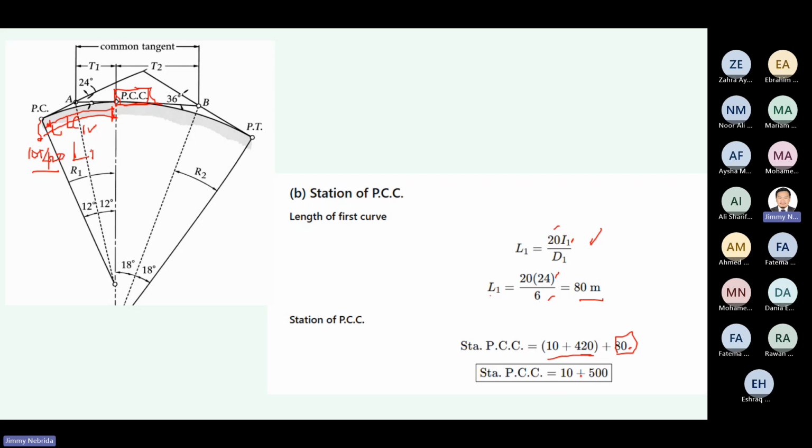By the way, class, you might ask, what is this 10 plus 500? This is just equal to 10,500 meters, okay? That's the standard in roadways. You can commonly see stationing like this one.